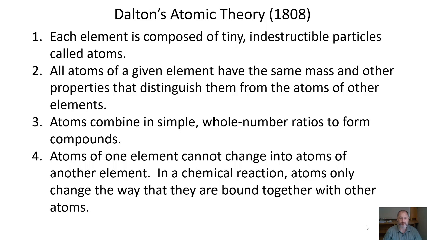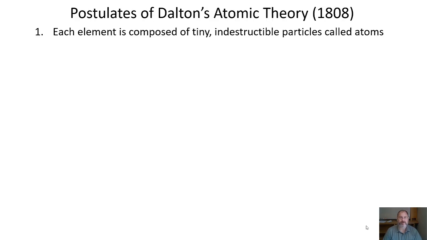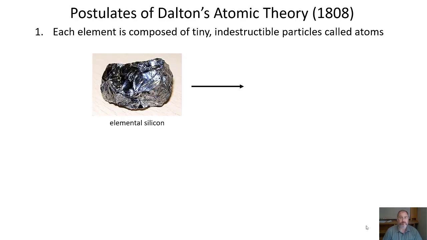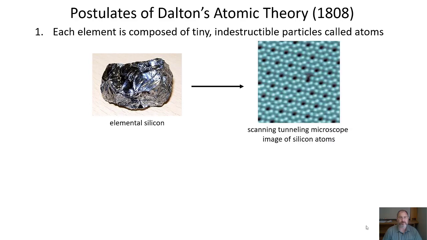So now that we've expressed each one of the postulates, let's go one by one and establish whether they're ultimately correct or incorrect. Okay, so the first postulate that we're going to discuss is each element is composed of tiny indestructible particles called atoms. Well, now in the 21st century, we actually have the ability and the technology to be able to image matter at the atomic level. And we do see that indeed matter is composed of these small particles called atoms.